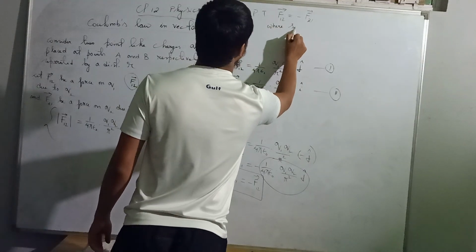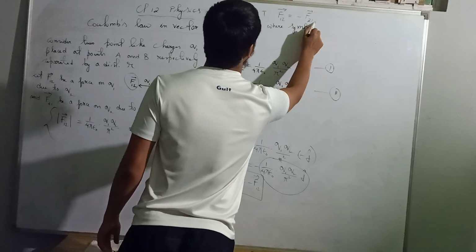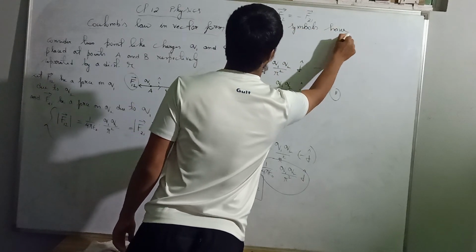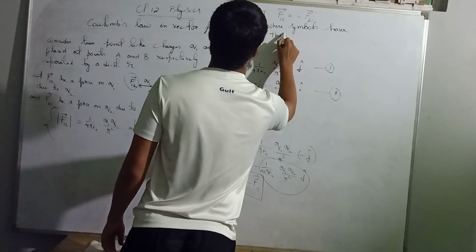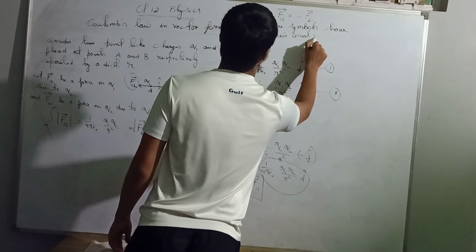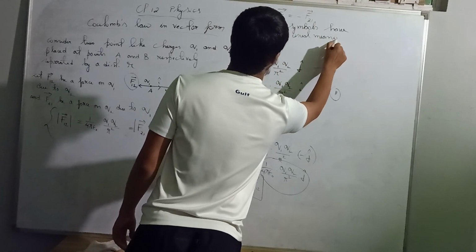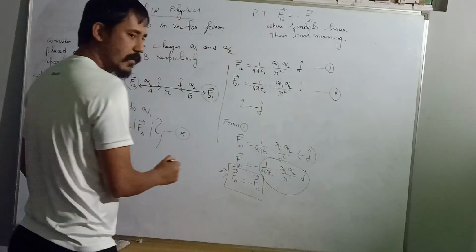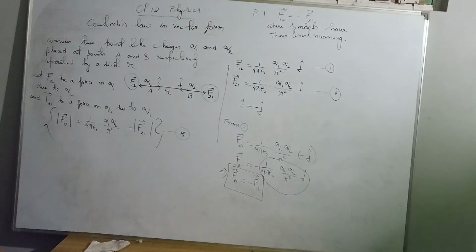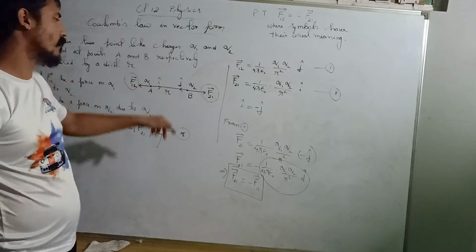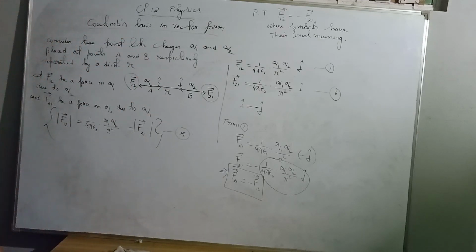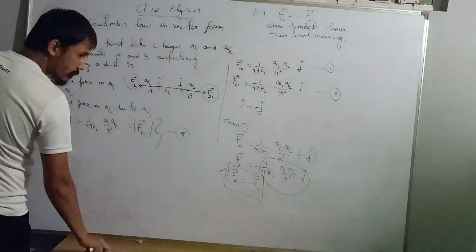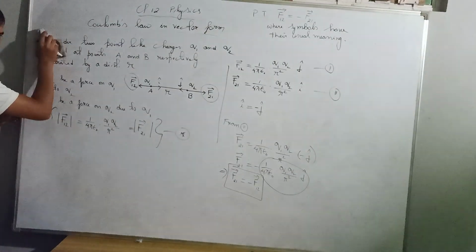Where symbols have their usual meaning. 2 marks. Is it okay? Pretty well. So we have both Coulomb's law for magnitude and for vector form also. Okay, I'll rub this out, because I want you to try without looking.